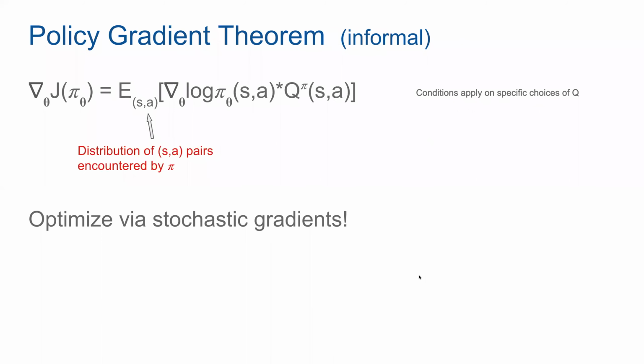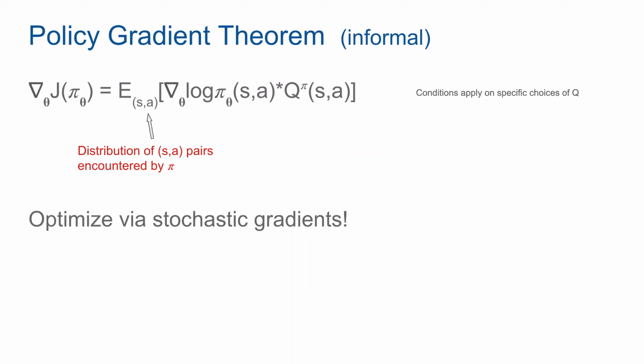Okay, so this is one of the most important results in reinforcement learning. This is the policy gradient theorem. And I'm writing it in a more informal way because there are restrictions that apply to the form of J and Q. So this theorem doesn't apply for all possible J and Q. But I'm going to ignore those conditions for now. If you're interested, I refer you back to David Silver's lectures, linked at the beginning of these slides.